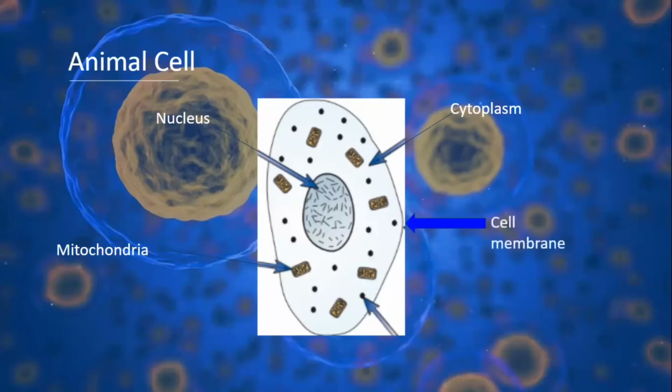Cell membrane. The cell membrane holds the cell together and controls what goes in and out of the cell. And finally, ribosomes. Ribosomes are involved in translation of genetic material in protein synthesis. We will go into more detail about protein synthesis later on.